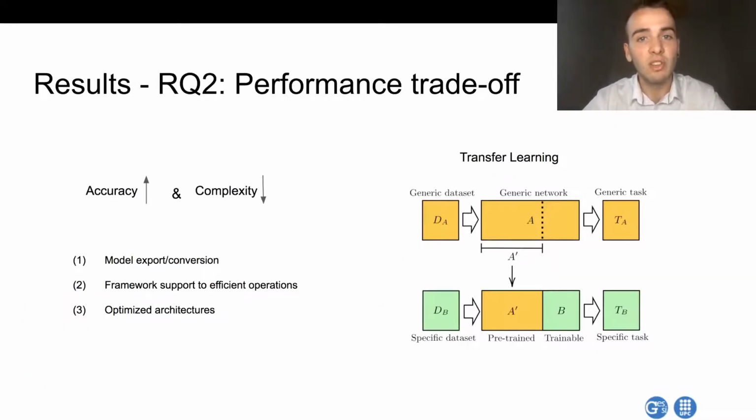So regarding the second research question, that was about the performance trade-off, which takes into account the accuracy and the complexity, what we do is motivate many points of future work that regard the support of more export and conversion operations, just like the ONNX file format, since it has become a kind of bottleneck nowadays in this deep learning-based software pipeline.